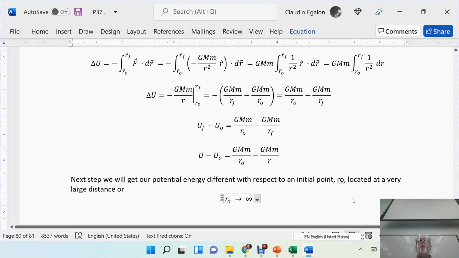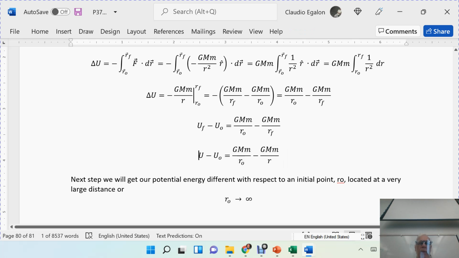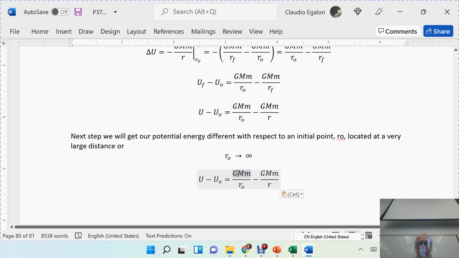Infinity. That was going to be the reference point that we're going to take. Why is that? Now, if you put R naught equal to 0, this term is not going to lead us to a finite number, right? So we have to choose a different point. The most convenient reference is a point very far away from the Earth, at infinite distance. In this case, this term cancels out completely, and you get this potential energy difference.